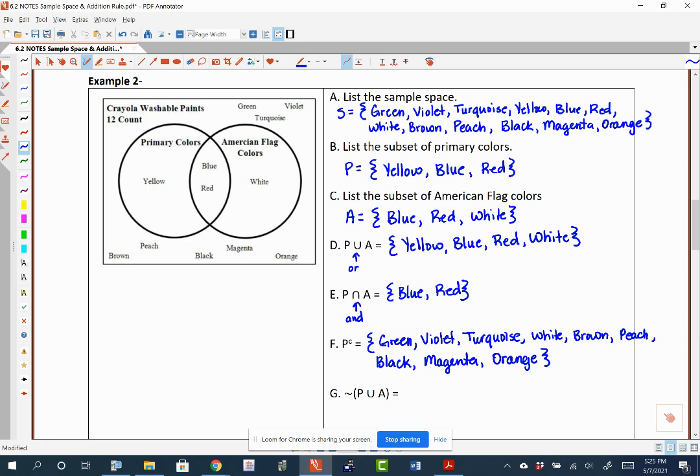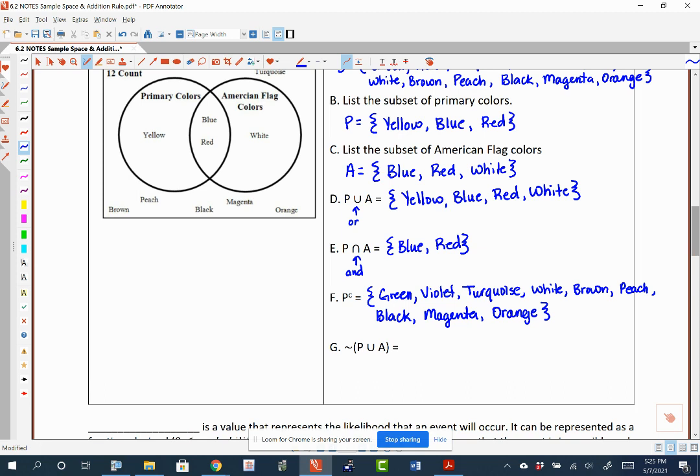Okay, problem G, we notice that tilde in front, so we know that that really just means not. And then we know that this right in here, this P or A, we've already figured out P or A. So to be in our primary colors or our American flag colors, we did on D, which was yellow, blue, red, and white. So to not be this, which would mean to be its complement, we need everything that's not yellow, blue, red, or white. So again, this could be a little bit bigger list. I'm going to start with that green again. Green, violet, and turquoise.